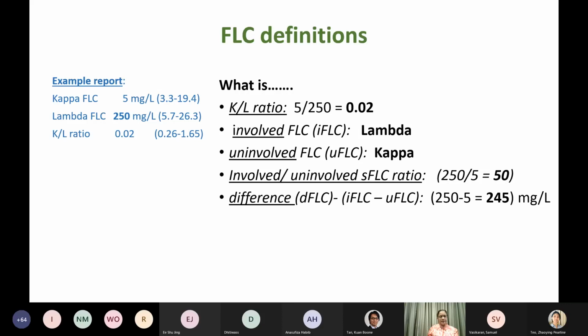And that's the ratio they included in multiple myeloma diagnosis guidelines as a malignancy defining criteria. The difference is usually the difference between involved free light chain concentration and uninvolved free light chain concentration. For this example, it is the difference between lambda free light chain concentration and kappa free light chain concentration, which is 245 milligram per liter.